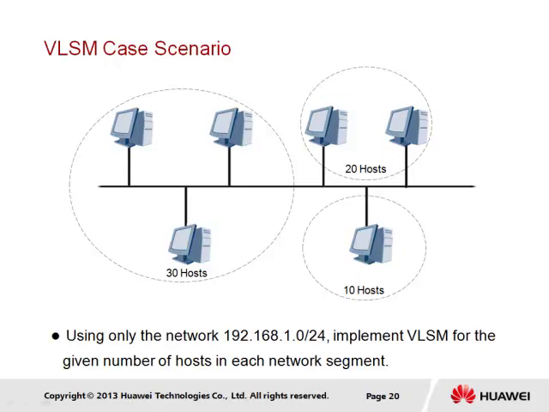mask. Previously, only a single bit was assigned with a value of 2 to the power of 7, or 128, that changed the mask to 255.255.255.128. In this case, however, 3 bits have been allocated, representing values of 2 to the power of 7, 2 to the power of 6, and 2 to the power of 5, or 128, 64, and 32, which when added together gives the value of 224.